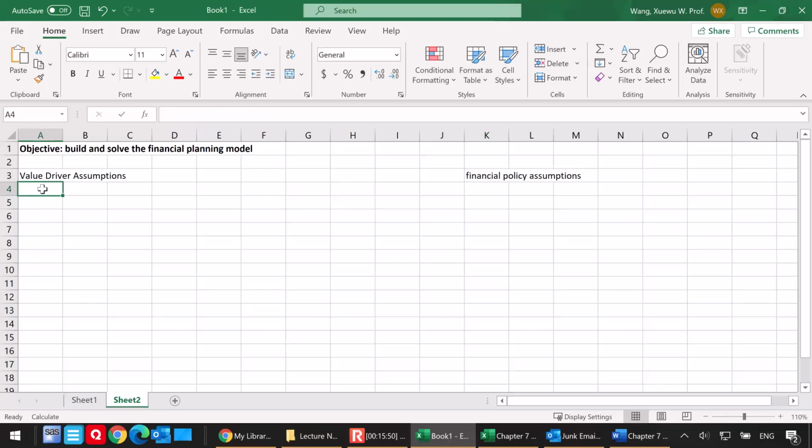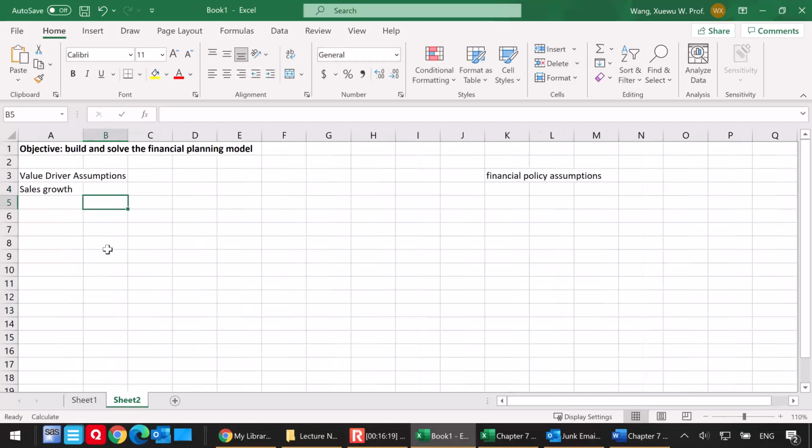Apparently the quality of your financial planning model depends critically on the validity of these assumptions. Right? People say, garbage in, garbage out. So if you make very bad assumptions, your financial planning model is going to spit out a very bad valuation number. All right, so I'm going to look at, first of all, sales growth. This is really driving the firm value. The company is valuable because the company can produce goods and services, and they can sell them to the customers. So the sales growth is the value driver.